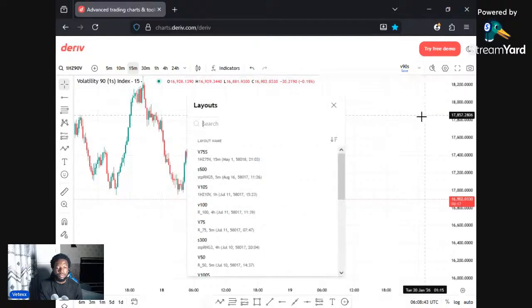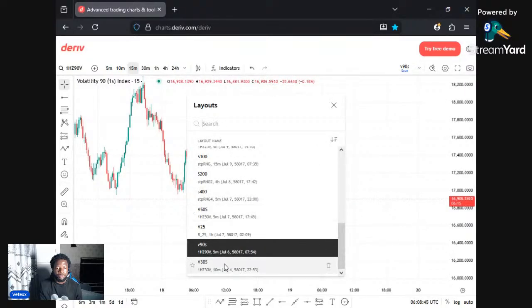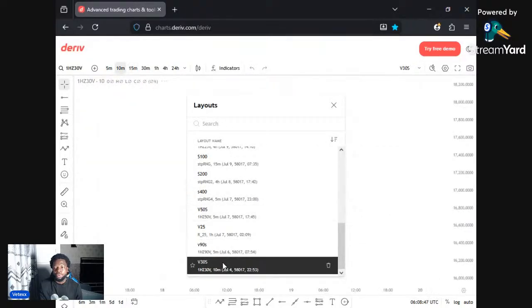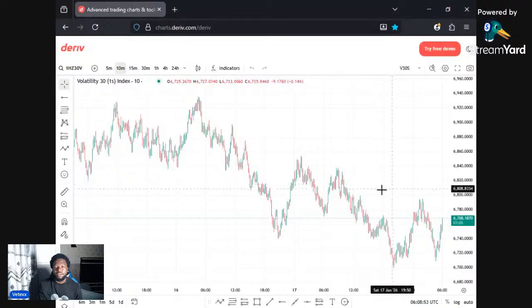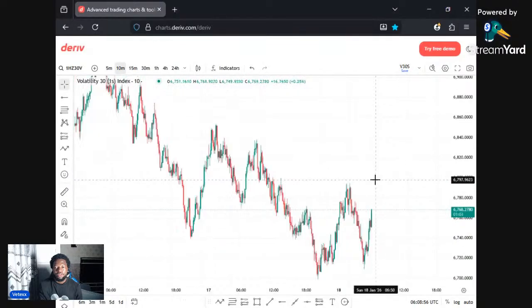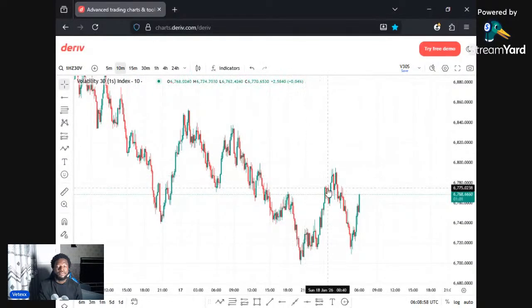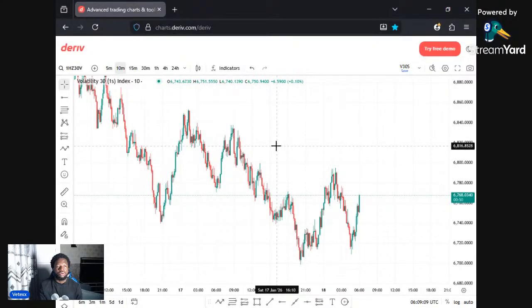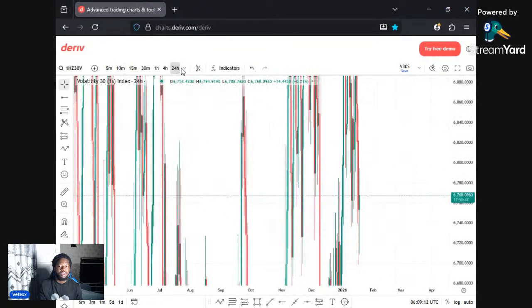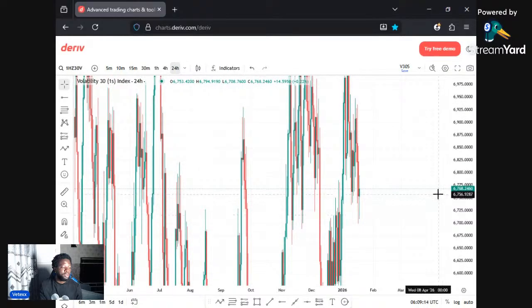So the next pair I'm going to be analyzing is step volatility 31S, which is the last today. I think as time goes on, I'll be including pairs like maybe jump indices and other pairs. But for now, we are analyzing all the volatility indices and the jump and the step indices. So on the V31S, what do we have on V31S?